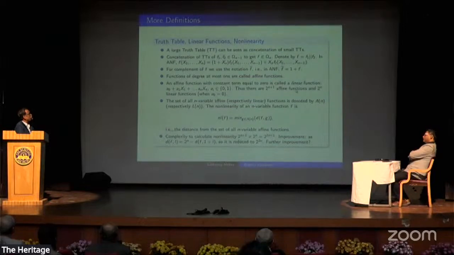Then for complement, we have the notation f bar in algebraic normal form. If you have the algebraic normal form of f, just add or XOR 1 with that, and you will get the complement. Functions of degree at most 1 are called affine functions. So you won't have any product term. Those are linear or affine functions. So this is the form of linear functions. These are very important. These are related to first order Reed-Muller code.